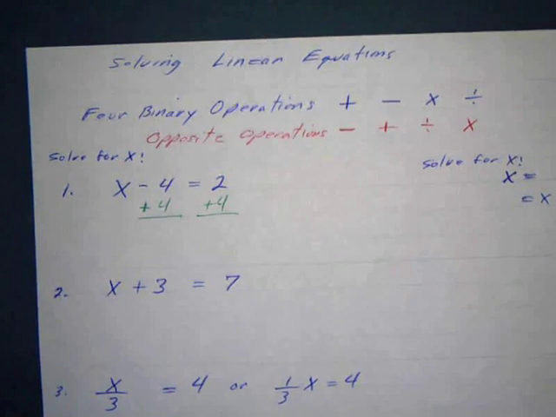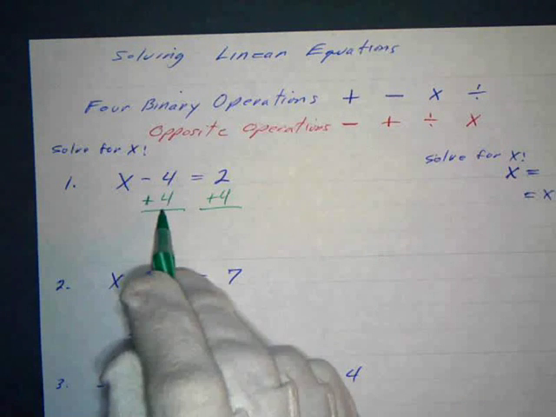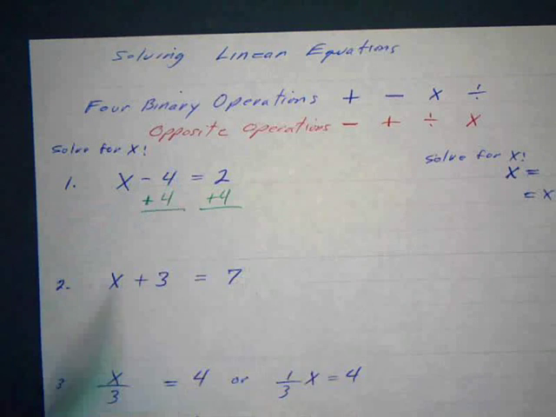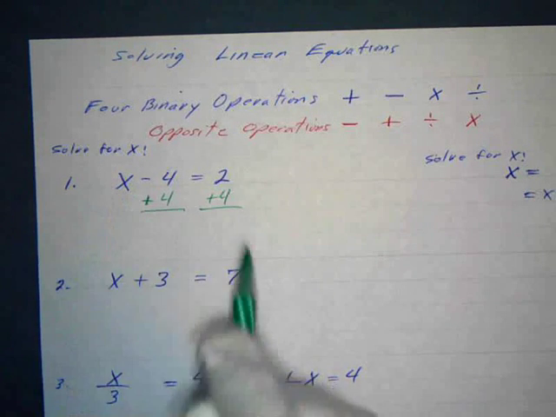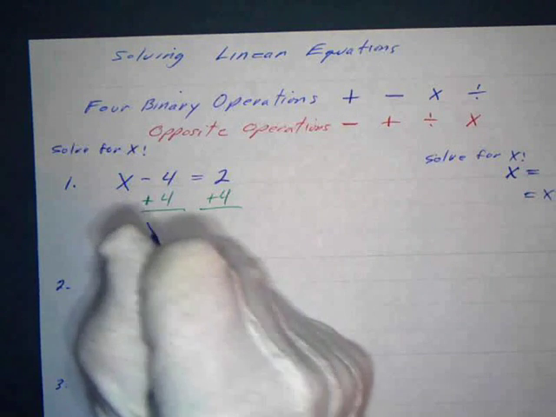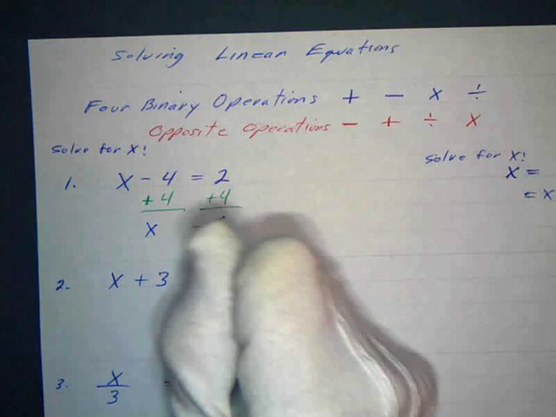Now, when we studied our basic properties of real numbers, we know that these are what we call additive inverses. So negative 4 plus 4 is 0. And then we know that that's the identity element under addition. So x plus 0 is just x. So my answer is just x on the left. And on the right is 6.